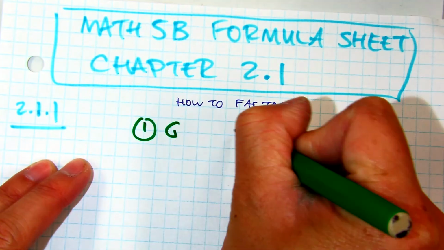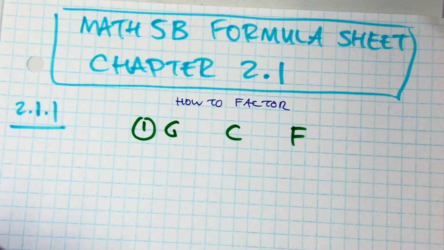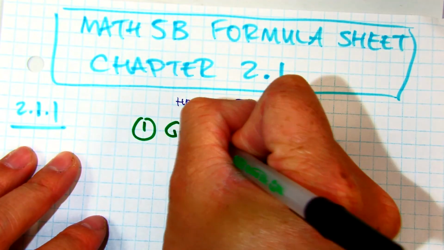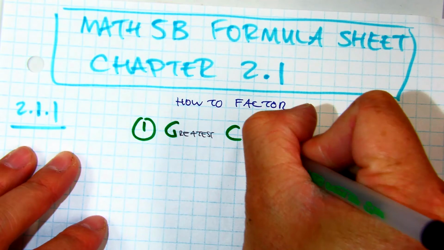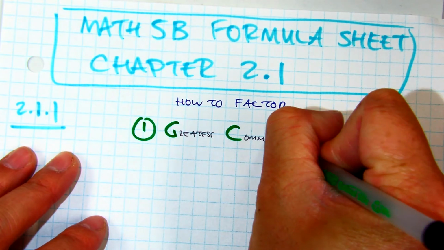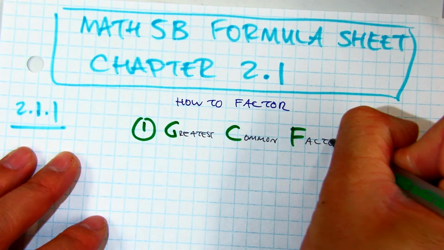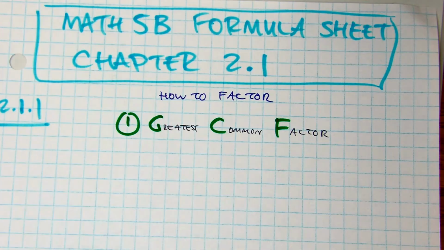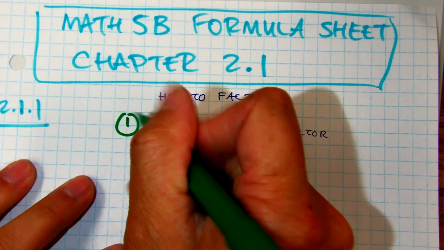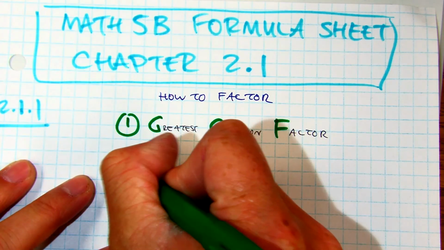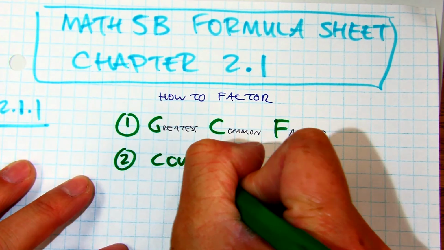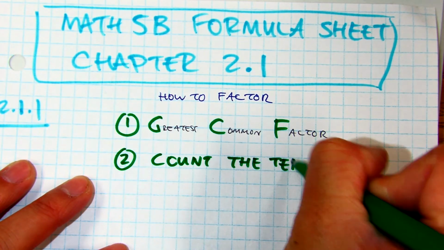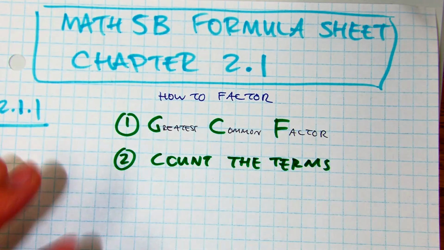G, C, F. Class, what does GCF stand for? Greatest common factor, right? Always do that first. The second thing you're going to do is count the terms. Count the number of terms.